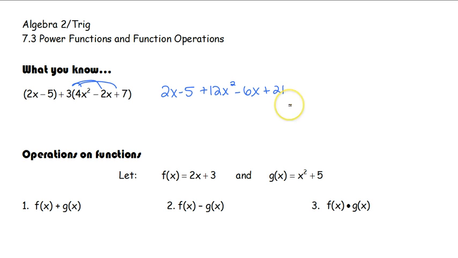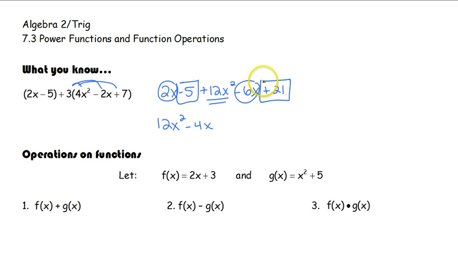Then we want to combine like terms, having our answer in descending order. So we've got 12x squared, 2x minus 6x is a negative 4x. A negative 5 and a positive 21 is going to give us a positive 16.